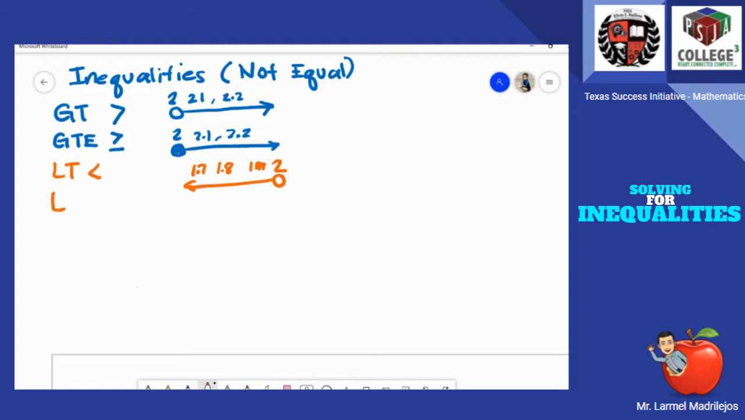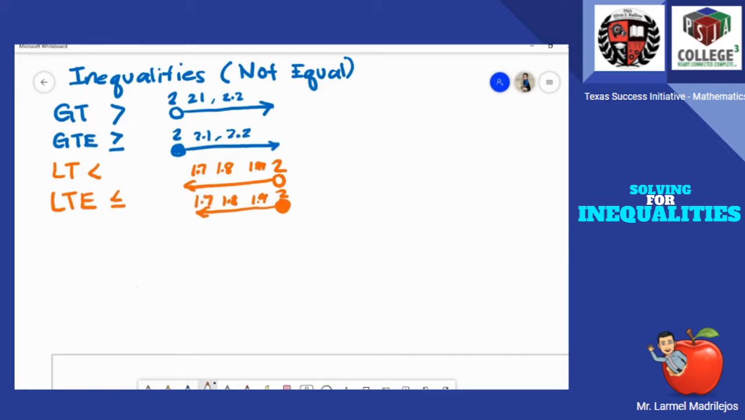Next is less than and equal. Let's put it like this. So let's look at 2 again. 2 is part of the answer and smaller. 1.9, 1.8, 1.7. Okay, this is just a review.